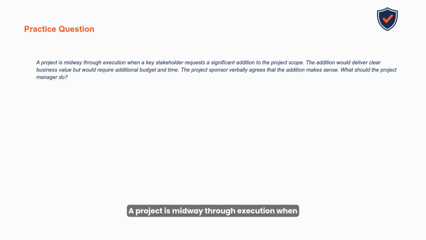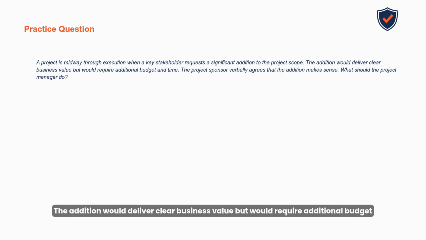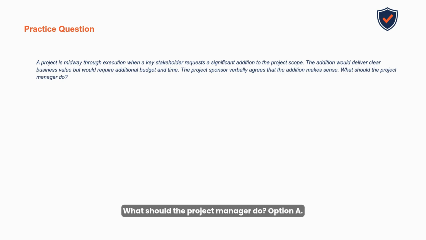Question. A project is midway through execution when a key stakeholder requests a significant addition to the project scope. The addition would deliver clear business value, but would require additional budget and time. The project sponsor verbally agrees that the addition makes sense. What should the project manager do?